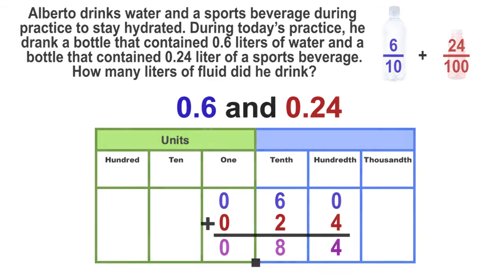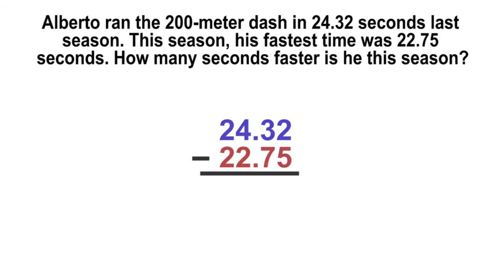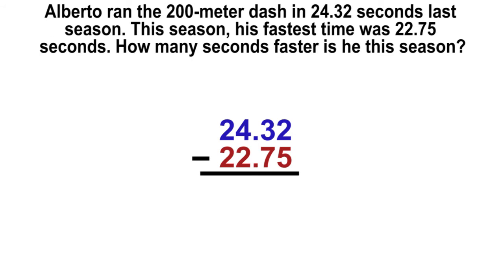Let's solve one more problem. Alberto ran the 200-meter dash in 24 32/100 seconds last season. This season, his fastest time was 22 75/100 seconds. How many seconds faster is he running this season? The expression to represent this problem is the 24 32/100 seconds from last season, subtract the 22 75/100 seconds from this season. Let's solve using place value blocks.